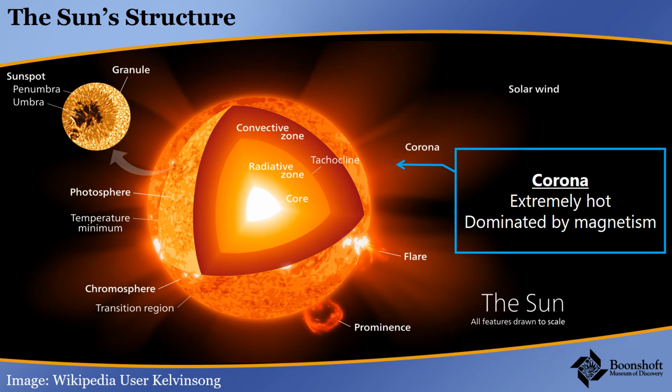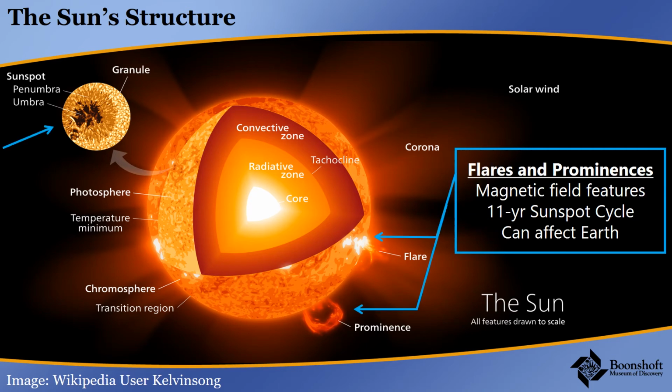Magnetic features are what dominate this. We are going to see in a bit here a picture taken of the corona during a total solar eclipse, and you'll be able to see the magnetic field, kind of like you see iron filings when you put a magnet under that piece of paper that the filings are on. The flares and the prominences, and then the sunspots too, are all caused by the magnetic field.